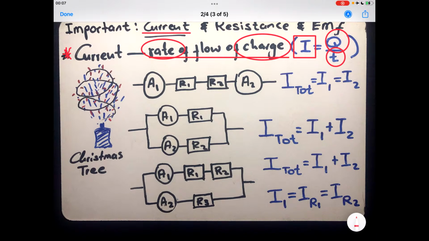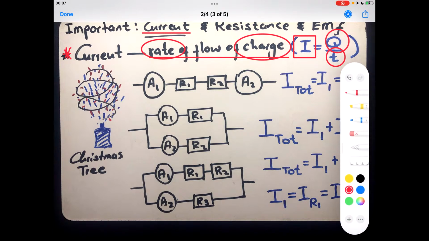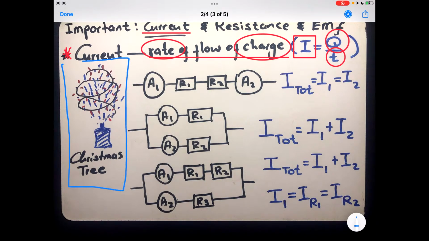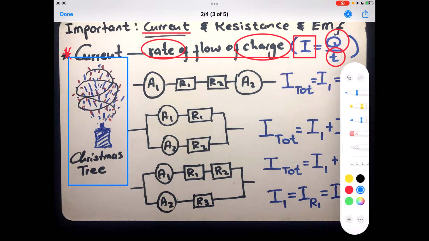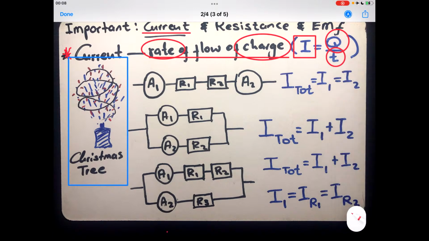Someone is seeing a very nice, beautiful drawing there. A Christmas tree. You might always need to remember that a Christmas tree can help you to understand a type of connection. Remember, we are still discussing the current. Let's have a look at how the current flows. Let me use a red marker there. The current flows from the left towards the right.